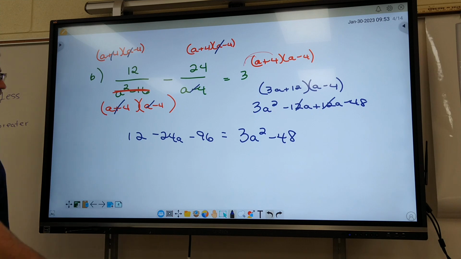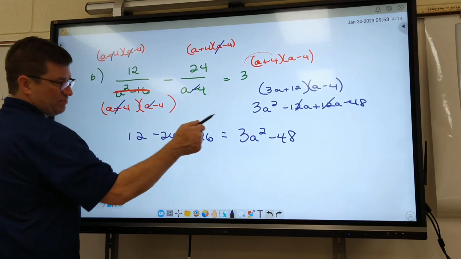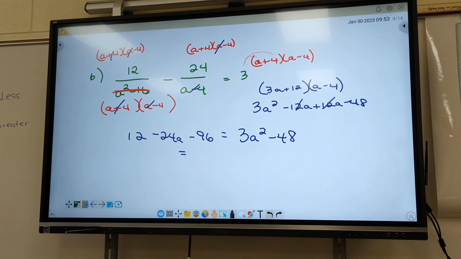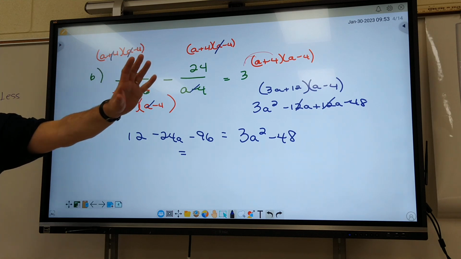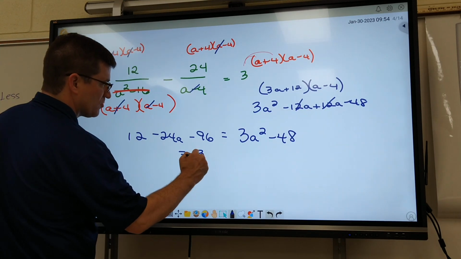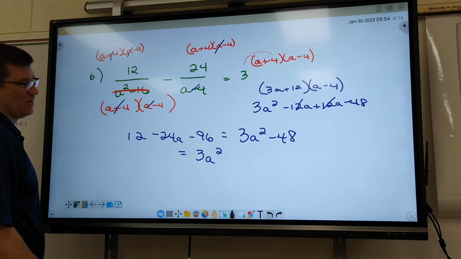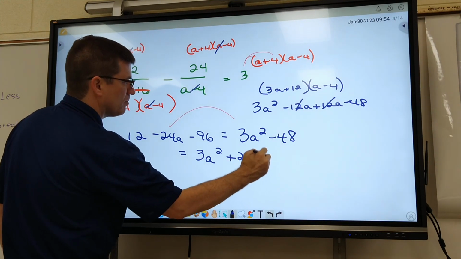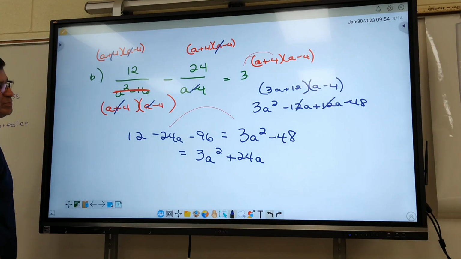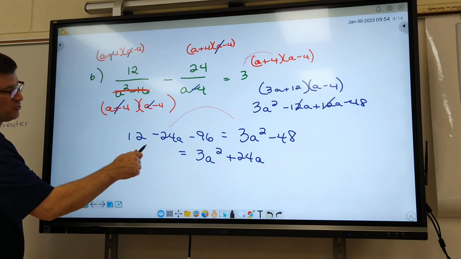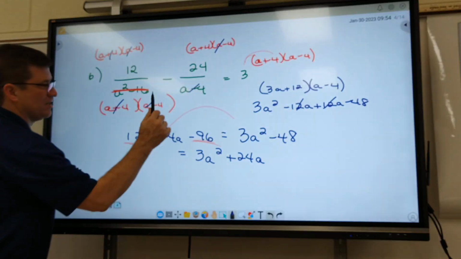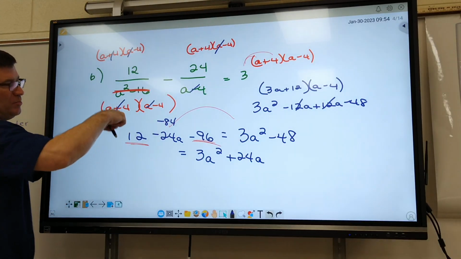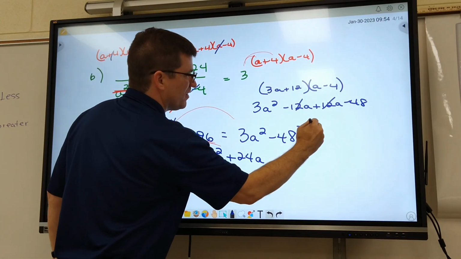All right, now I know I'm going to have to do quadratic formula because I see I've got an a squared left over. So I'm going to move everything over to the right side. So my 3a squared goes in the front. All right, minus 24a, move it over, that's a positive 24a. Okay, 12 subtract 96 is negative 84. Move it over, that's going to be a positive 84.